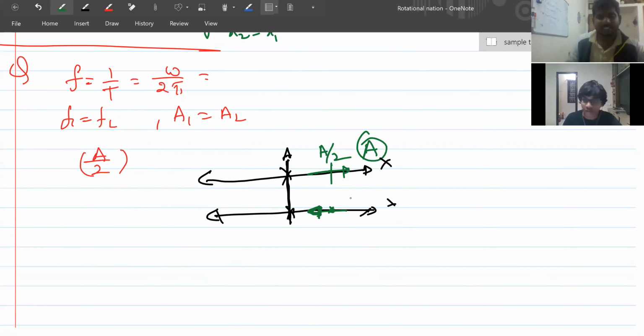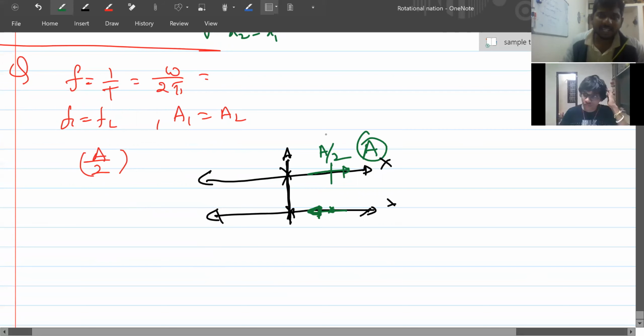So let us see the phase difference they are asking. First, let us write the phases of both the particles.